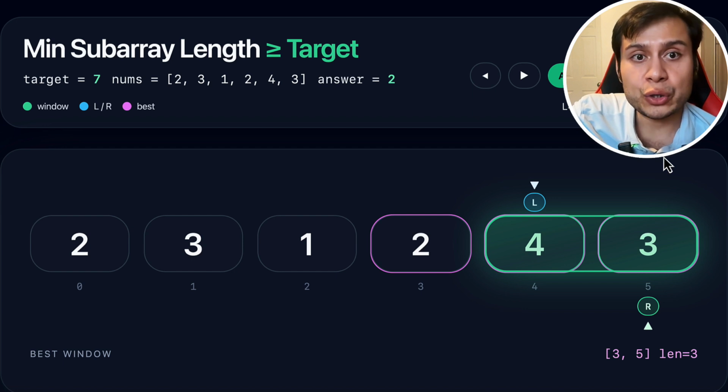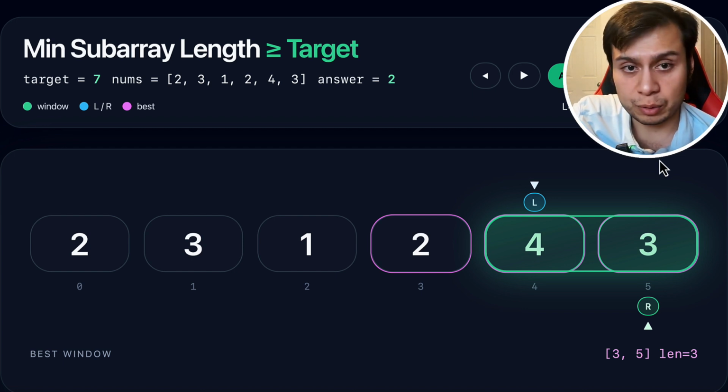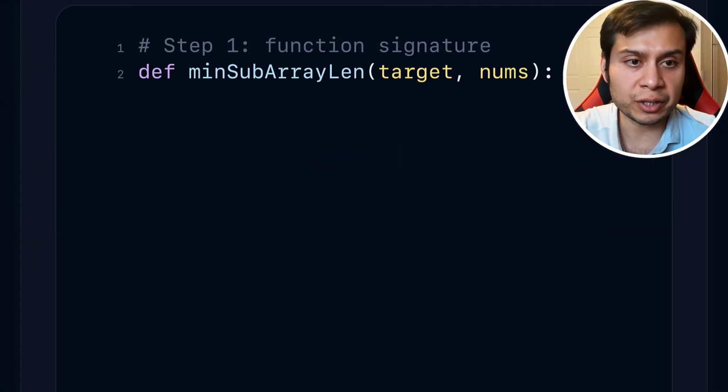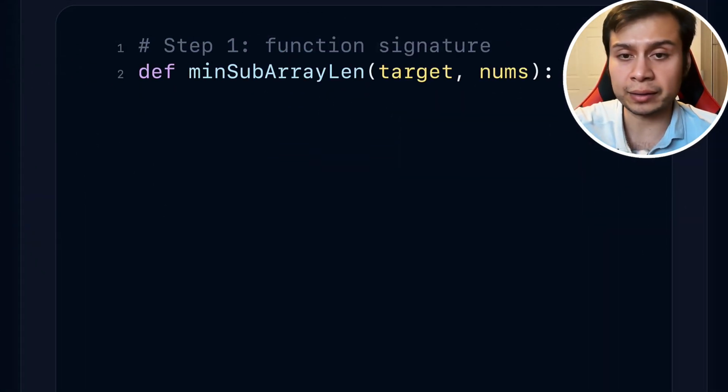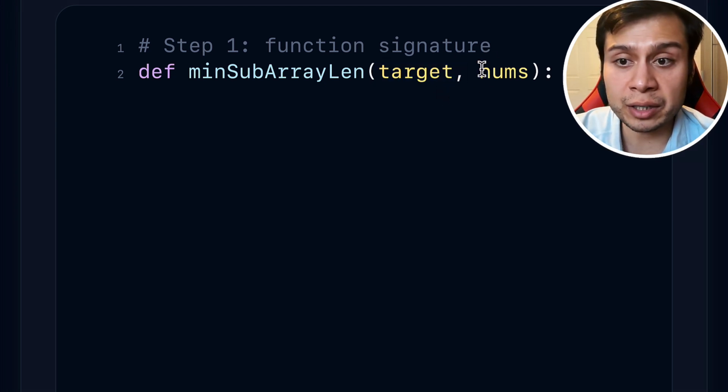So this is how we use the varying lengths sliding window technique to solve this problem. Now let's take a look at how the code is written. Let's start from the function signature, which is min subarray length, and we're given the target, which is 7 in our case, and then the nums array.